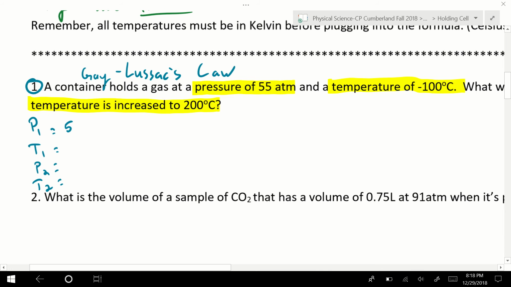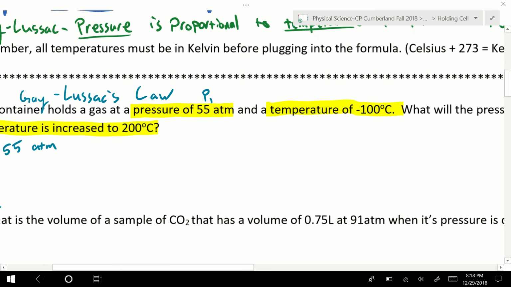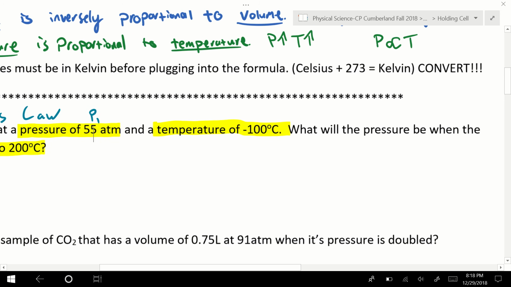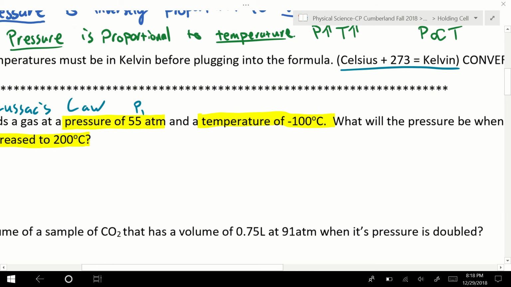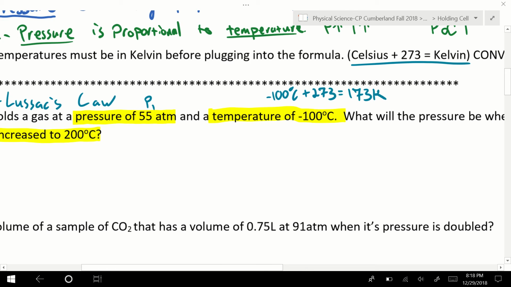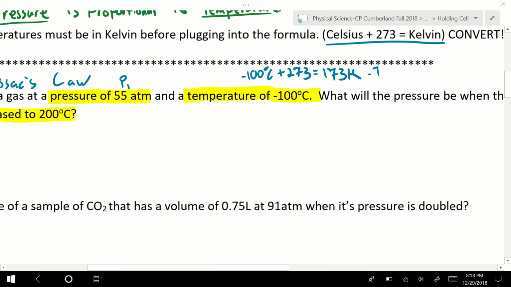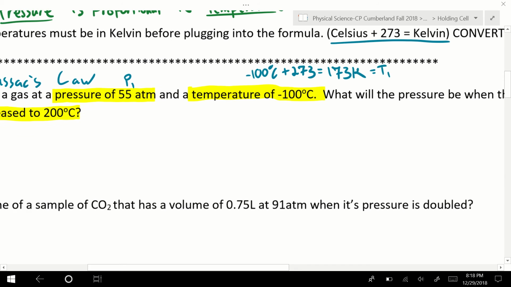Here are what each one of those means. Pressure 1 is 55 atmospheres. It tells you that in the question: a container holds a gas at a pressure of 55 atmospheres. P1. Temperature 1 is negative 100 degrees Celsius. To convert Celsius to Kelvin, you add 273. So negative 100 degrees Celsius plus 273 gives you 173 Kelvin. And this is T1.